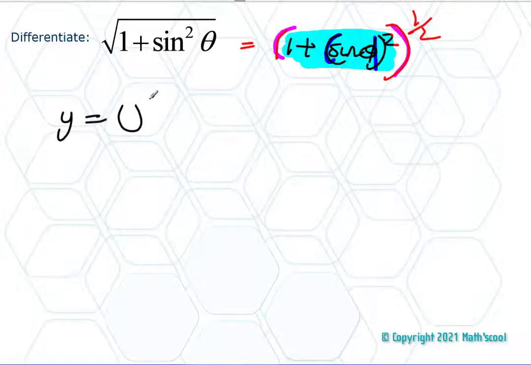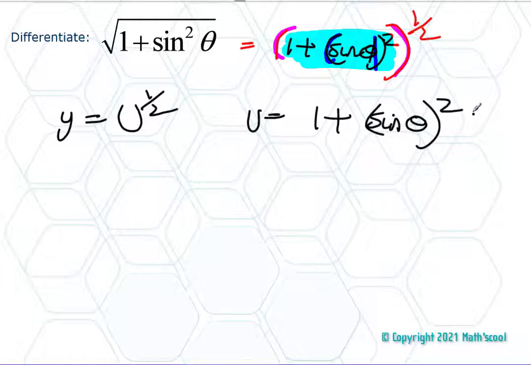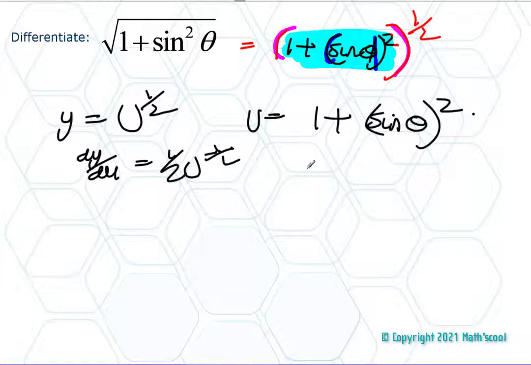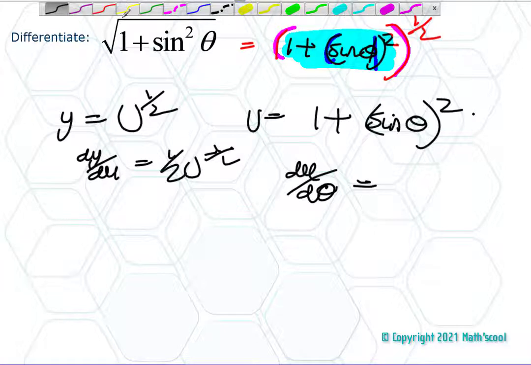y equals u to the half, u equals 1 plus sine theta squared. Differentiate this, dy by du equals a half u to the minus half. Differentiate this, du by d theta equals, so the one's going to disappear. This, you've got to treat it like a polynomial, because outside of, look for the brackets.